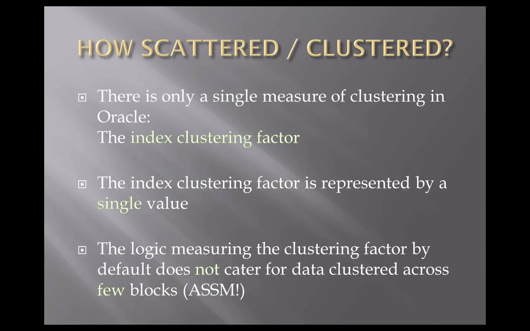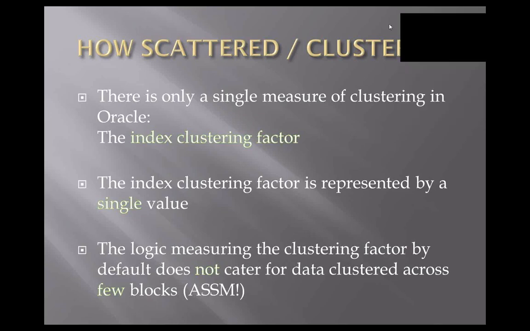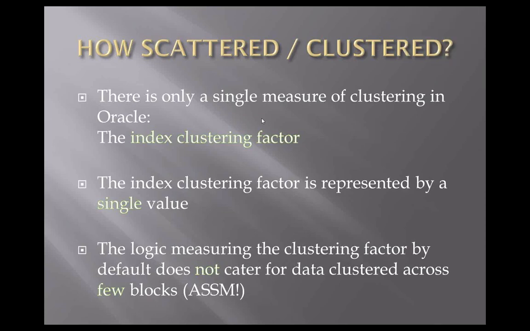Now, what does the optimizer know about this scattering and clustering? The optimizer does know about this clustering and scattering only by way of the so-called index clustering factor. And the index clustering factor is just a single value that basically represents how well the table data is clustered when compared to the order that is represented by the index.